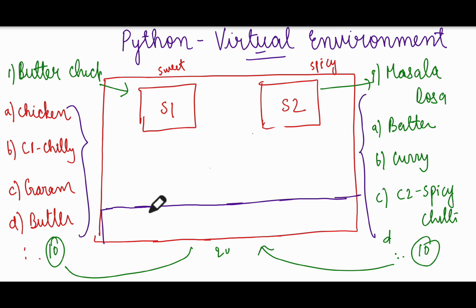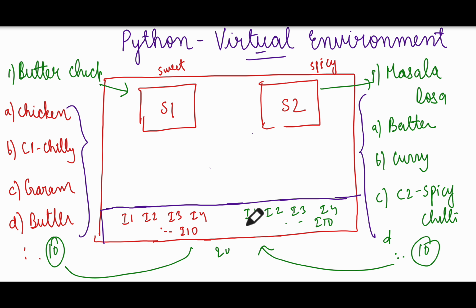So what I mean to say is, let us say the ingredients which belong to butter chicken are in red. So for example, I1, I2, I3, I4, and so on up to I10 are there. And let us say the ingredients belonging to masala dosa are in green: I1, I2, I3, I4, up to I10.